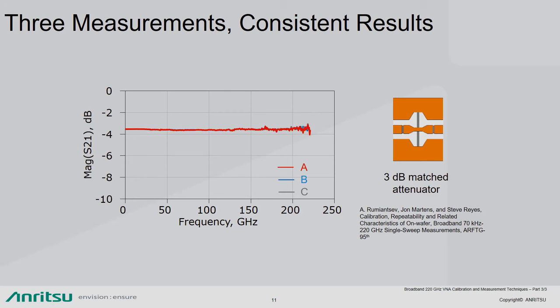Here we have the transmission coefficient of a symmetrical 3 dB verification attenuator measured with 3 probe touchdowns, A, B, and C. The average attenuation was as expected, and consistency of the data is impressive. As you can see, it is hard to distinguish the 3 measurement series from each other. So we looked at the vector difference between traces, normalizing the last 2 of them, the traces B and C, to the first series, A.